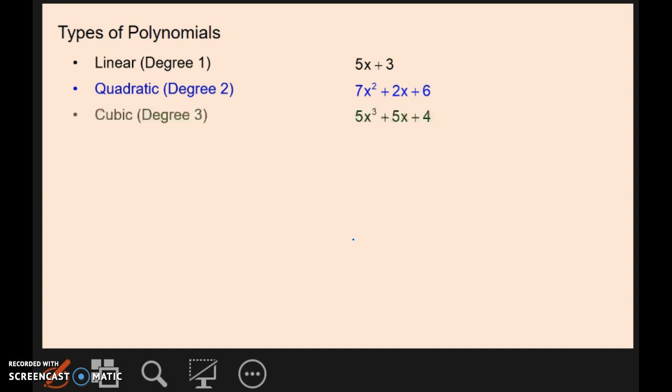The next highest is cubic. Cubic is a degree of 3, 5x to the third plus 5x plus 4. Highest exponent is 3. Quartic are degree 4. So we have 6x to the fourth. That's our highest degree term. So that would be our degree. We call it a quartic. And then anything else we consider an nth degree. So we don't go any further than calling a fifth, a sixth with any special names. There are names out there, but we're not going to really use them much.